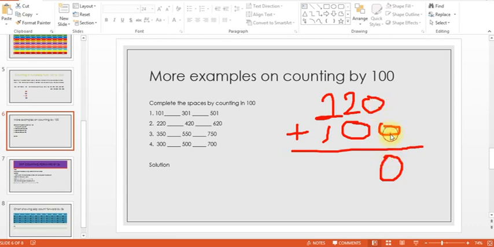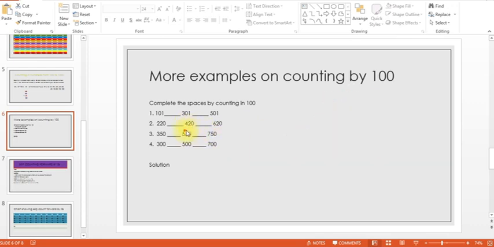So let's add it. 0 plus 0 give us what? 0. 2 plus 0 give us what? 2. 2 plus 1 will be what? 3. So here our answer for this side is 300 and what? 20. Okay, now let's move on to the next one. Now 320. When you add 100 to 320, are you going to get 420 as the next available number there? So there's 320. Okay, plus 100.